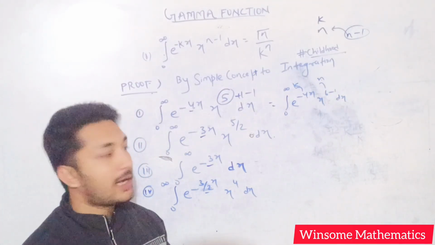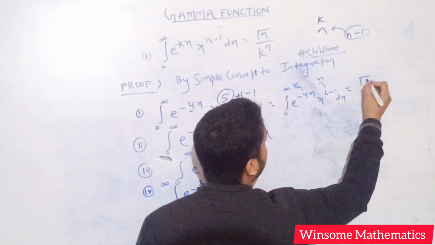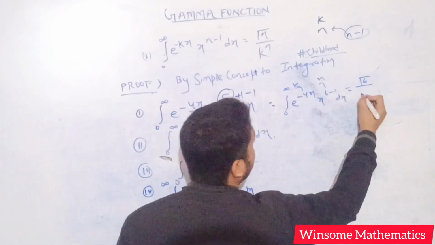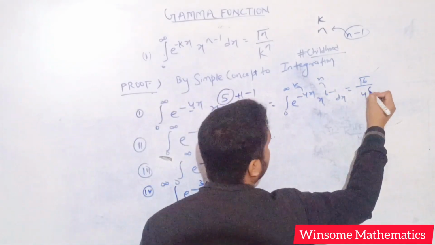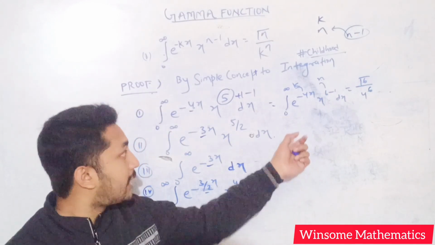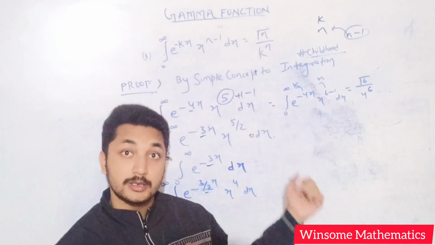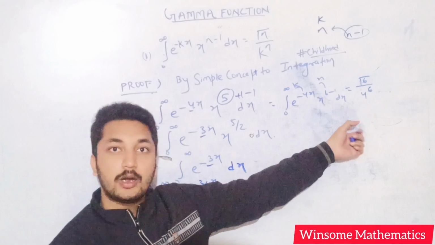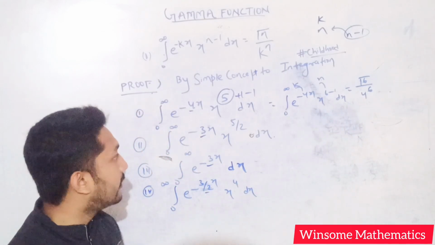Now we can easily write it as gamma n upon k to the power n. Gamma 6 upon k to the power n. What is k? 4. 4 to the power, what is n? n is 6. Any problem to you? No. And we know how to solve the gamma function. I already discussed in the first video that gamma n is equal to n minus 1 factorial. So simply this is 5 factorial, 120, upon 4 to the power 6. So we can solve it.